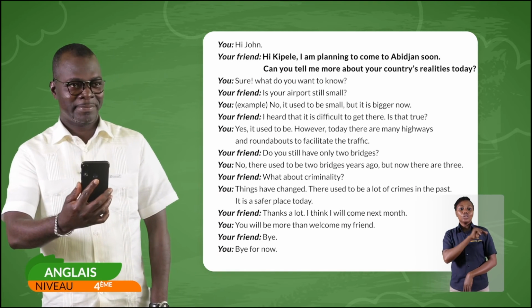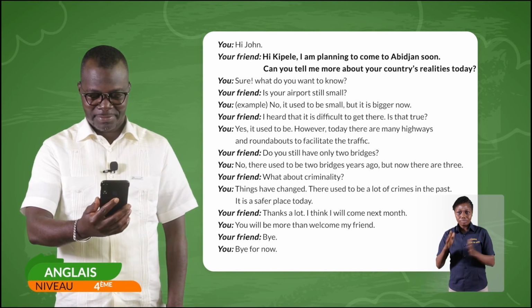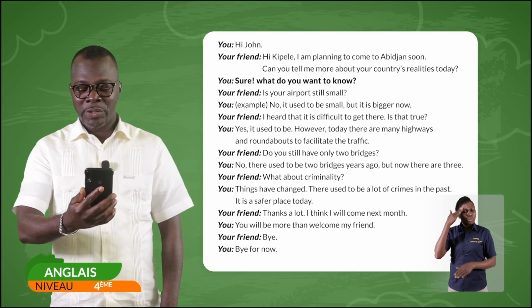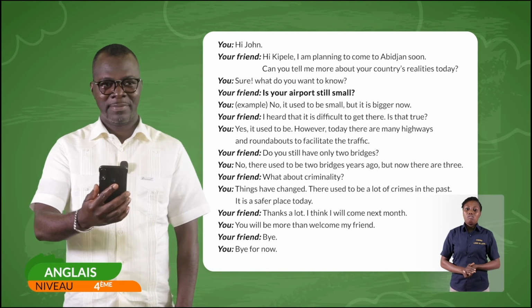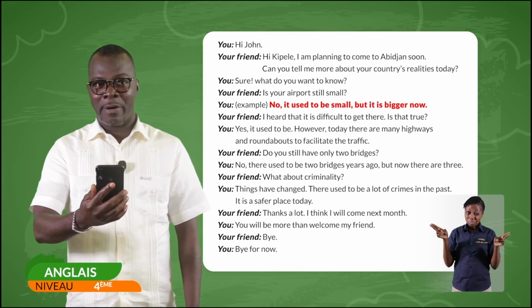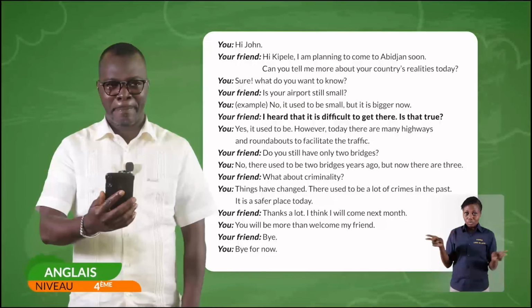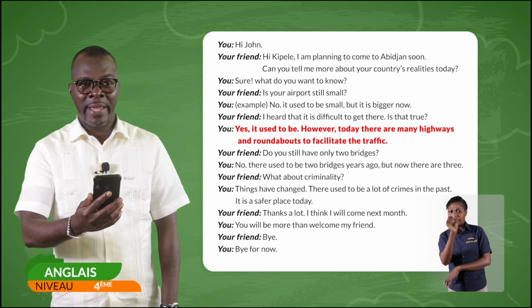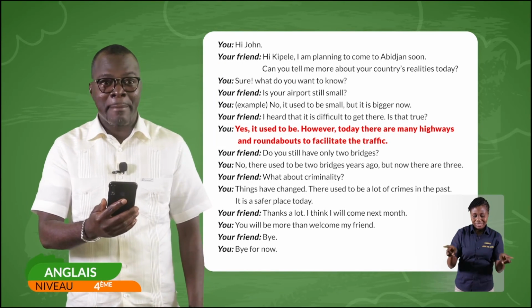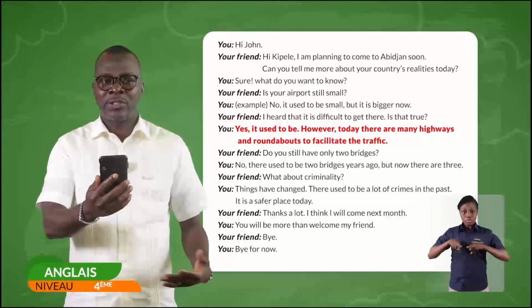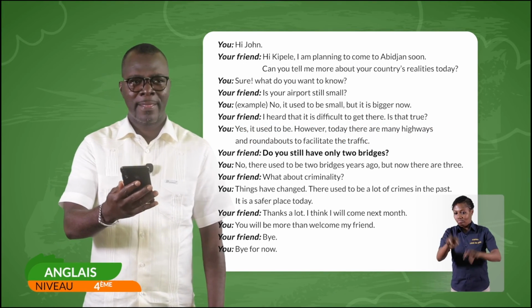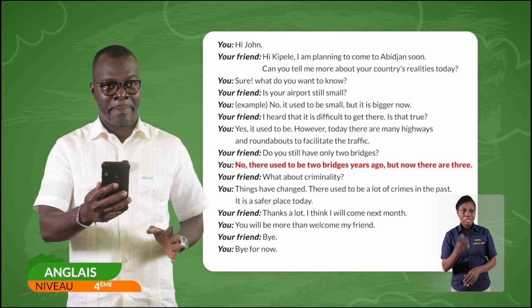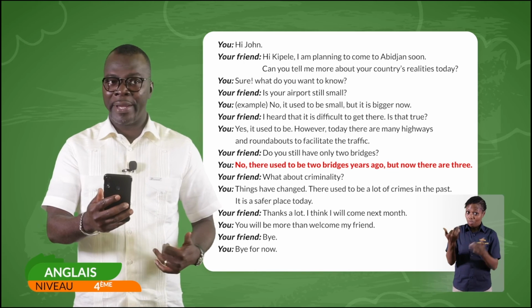Hi, John. Hi, Kipele. I'm planning to come to Abidjan soon. Can you tell me more about your country's realities today? Sure. What do you want to know? Is your airport still small? No, it used to be small, but it's bigger now. I heard that it's difficult to get there. Is that true? Yeah, it used to be. However, today there are many highways and roundabouts to facilitate the traffic. Do you still have only 2 bridges? No, there used to be 2 bridges in the past, but now there are 3.